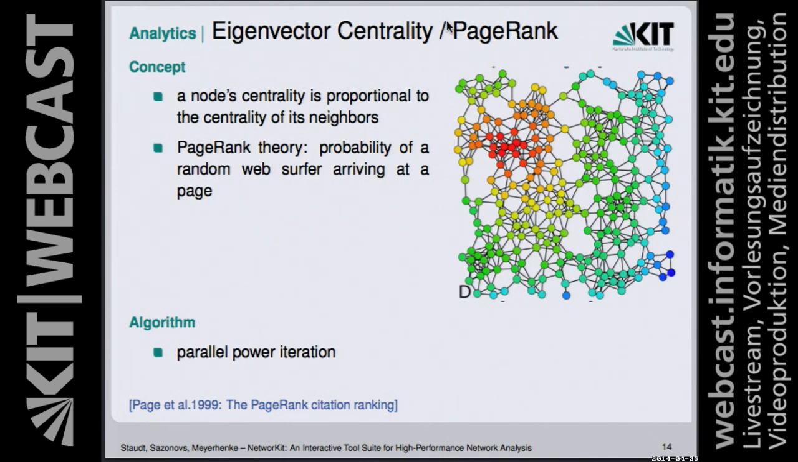Then, of course, we have centrality measures in the set of features. The most prominent example is certainly PageRank, or a variation of eigenvector centrality, which is a component of Google's search algorithm. These centrality measures try to score the importance of a node based on its structural position in the network. With PageRank, a node's centrality is proportional to the centrality of its neighbors. So if we have a web page, and many highly important pages link to my page, it is probably also important.